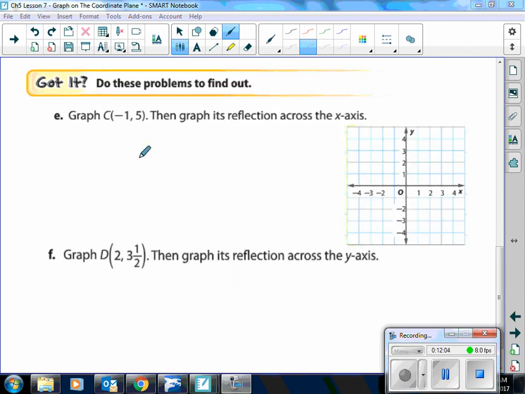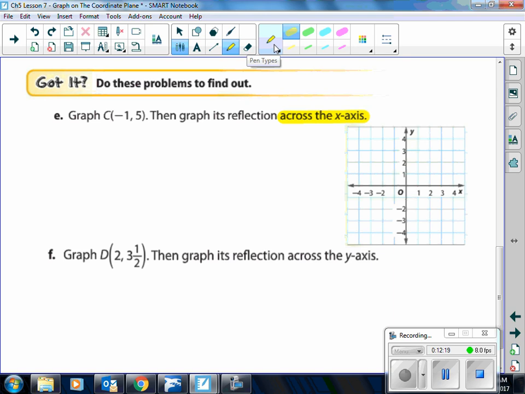Let's do our got it. So we want to graph C, which is negative 1, comma 5, and then we want to graph its reflection across the x-axis. So if I'm reflecting across the x-axis, which value is going to change?